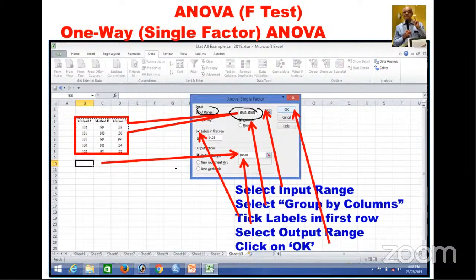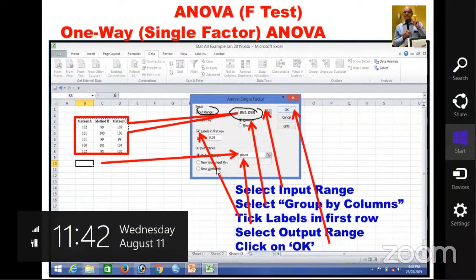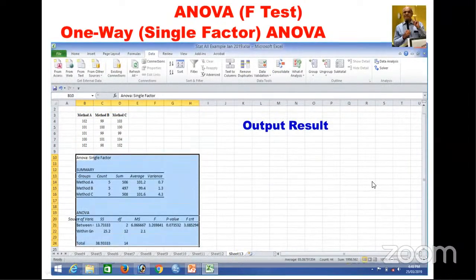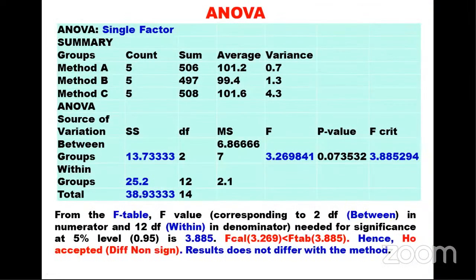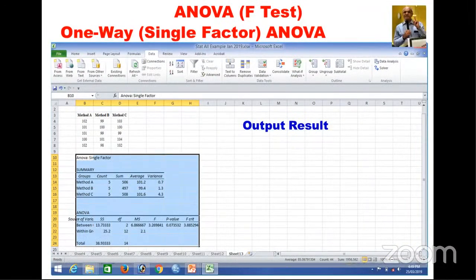Now here we have column and row. So do you want to use row or do you want to use column? So we are going to use labels in first row, where we have the labels. Then group by columns here. And then paste where you want to get your output. Okay, then we'll get this output. So that output we have.